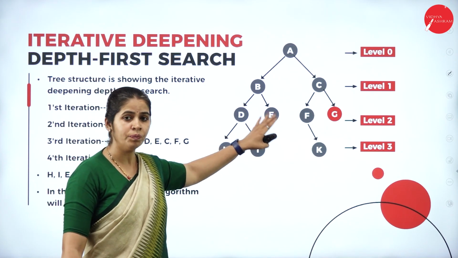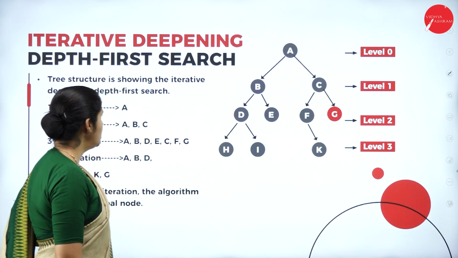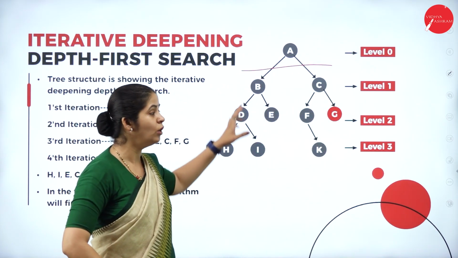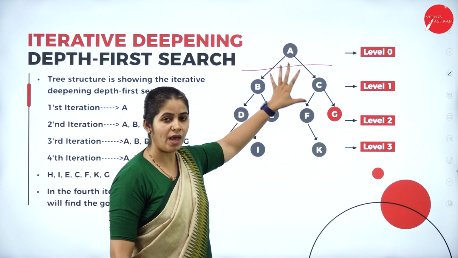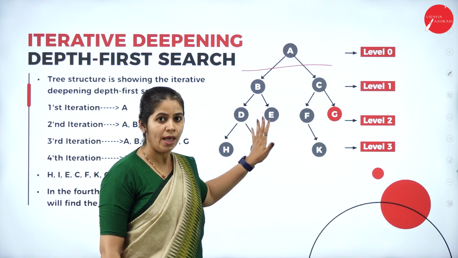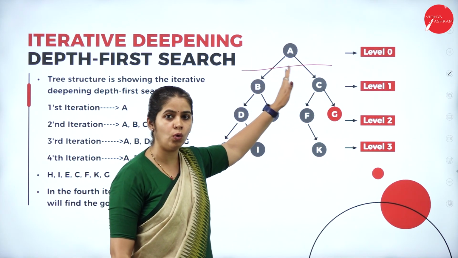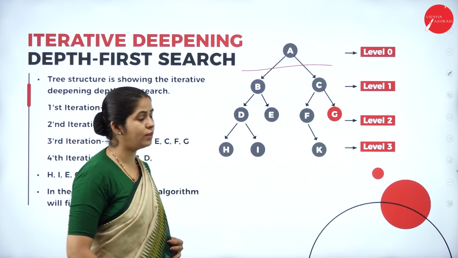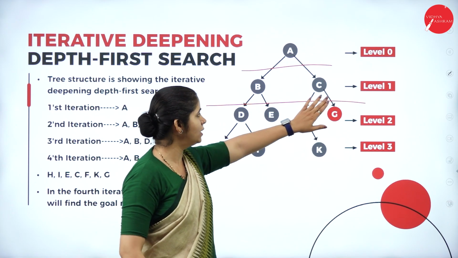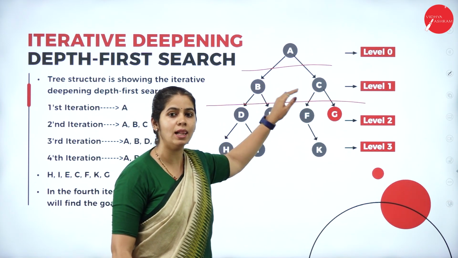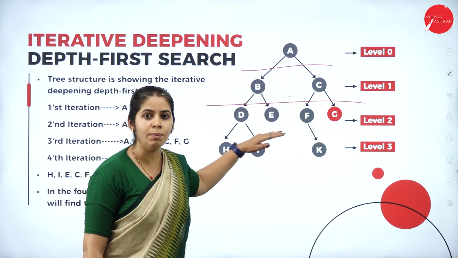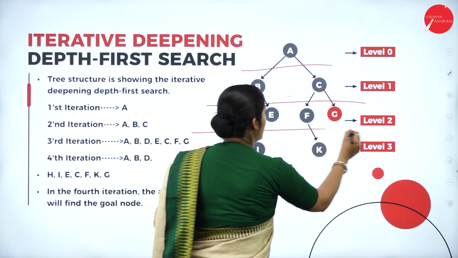Here you can see one particular tree. In this tree, the first iteration is done, or the first limitation is given, to level 0. We are checking whether the first node is our goal node or not. If the first node is not the goal node, we increase the limit of the search to level 1. Here it will search whether the goal node is present or not in level 1.